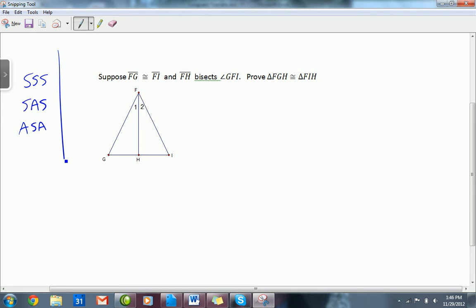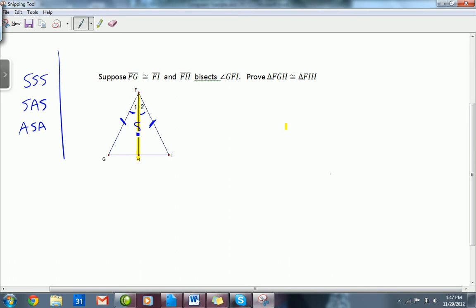We have this diagram, and we know that FG, and I'm going to mark it up right here, is congruent to FI. So I'm going to mark that up. Okay, and we also know that FH, so here's FH right here, right? So FH bisects angle GFI. Now remember what angle bisectors do, right? So that means by definition of bisector, those two angles are congruent. Okay, and what's neat here is that both triangles contain this FH.